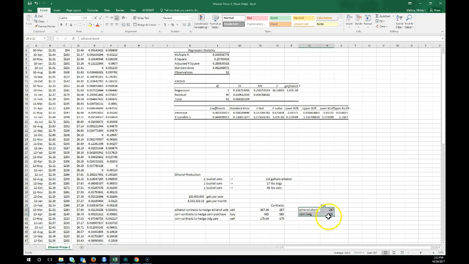So this is basically the answer to number 2. The trades we're going to make to hedge 1 month's ethanol production is sell 287 ethanol contracts and buy 410 corn contracts. So that completes this exercise.